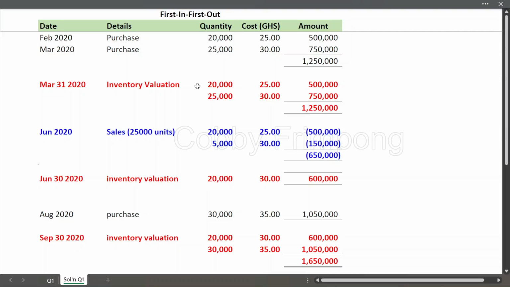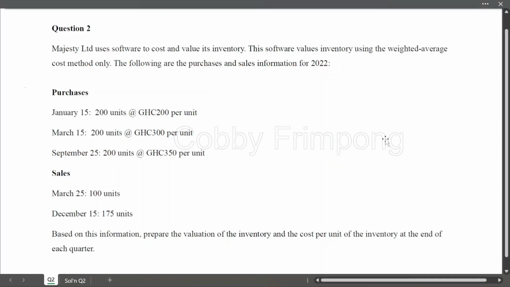We continue with the second question, where we will learn how to apply the weighted average cost formula. Question 2. Majesty Limited uses software to cost and value its inventory. This software values inventory using the weighted average cost method only. The following are the purchases and sales information for 2022.